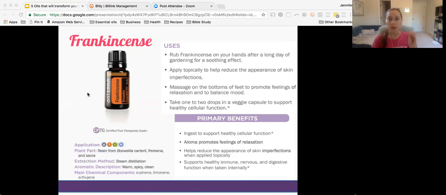A good way to use frankincense for that is literally put a drop under your tongue, or you can even put a drop on your thumb and put your thumb to the roof of your mouth. That's a great way to use frankincense, just for immune support, cellular support.